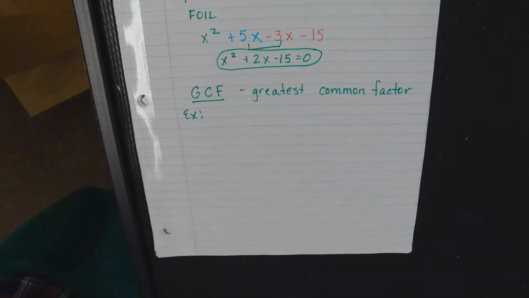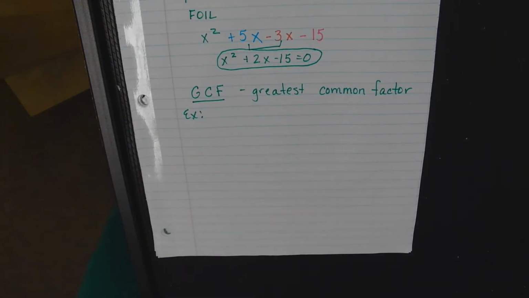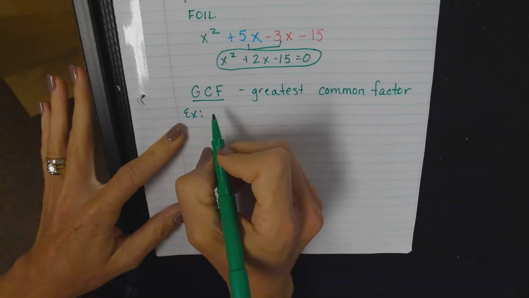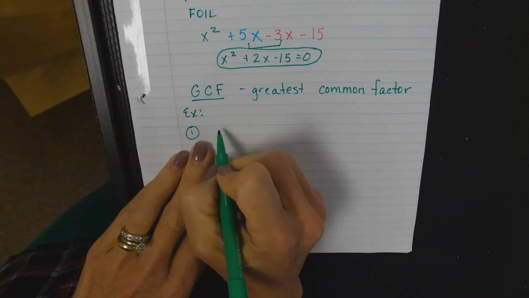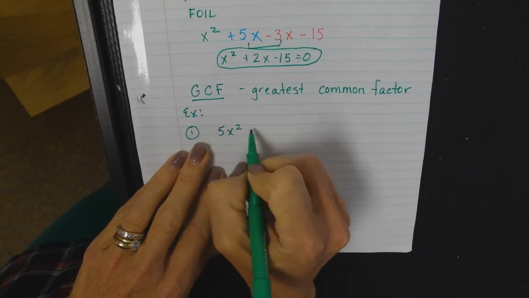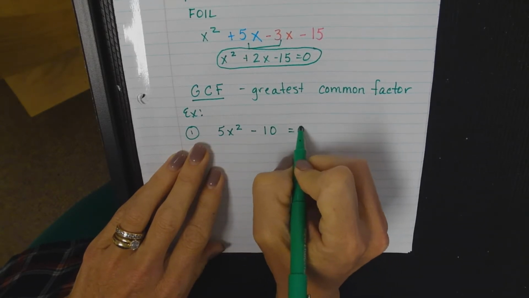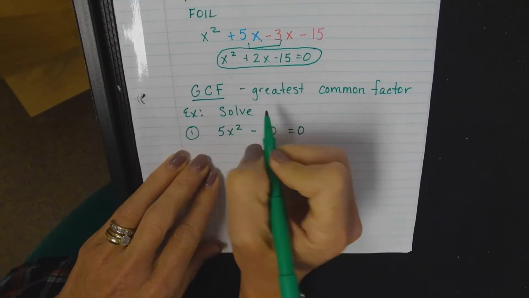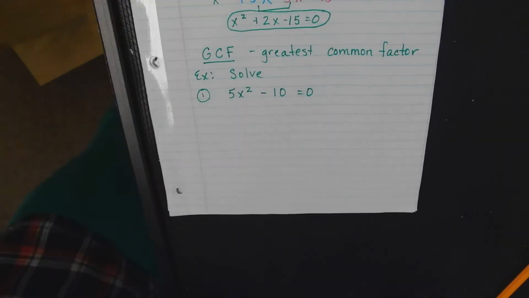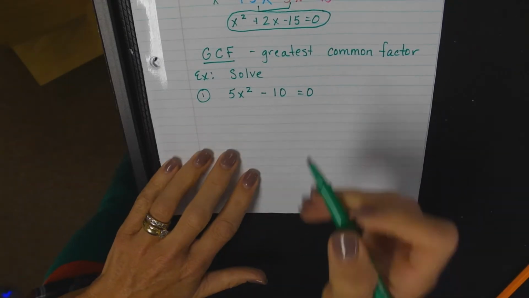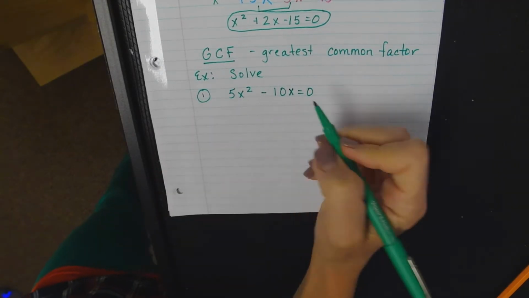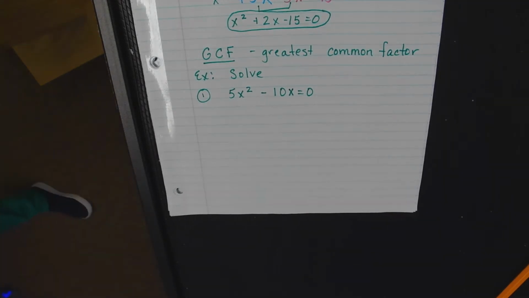And basically what I mean by that is, so let's see. The directions are going to say solve. All right, now we're going to do these together. Actually, watch what I'm doing. I'm going to add an x here. 5x squared minus 10x equals 0. This is a quadratic. How many terms do I have?